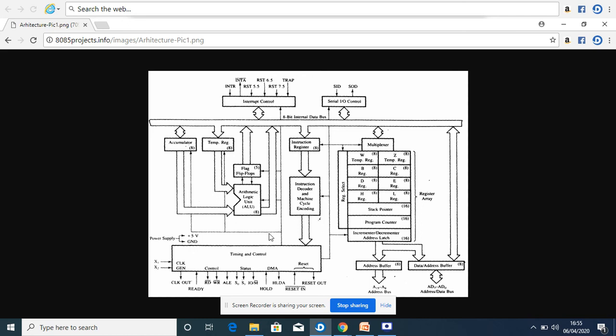Hope you have understood the architecture block diagram of the 8085 microprocessor, the register organization of the 8085 microprocessor, and the buses of the 8085 microprocessor. Thank you so much.